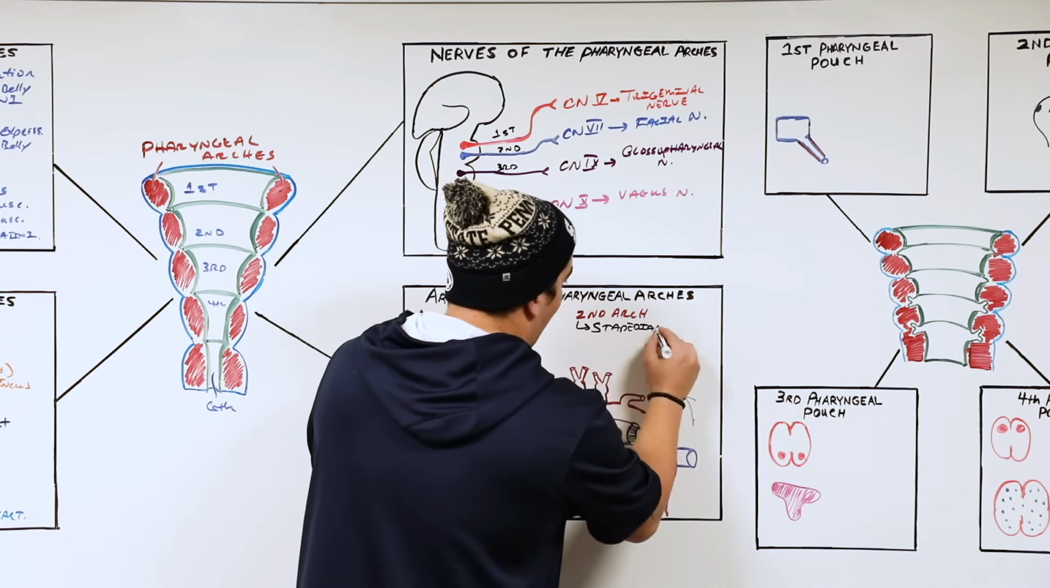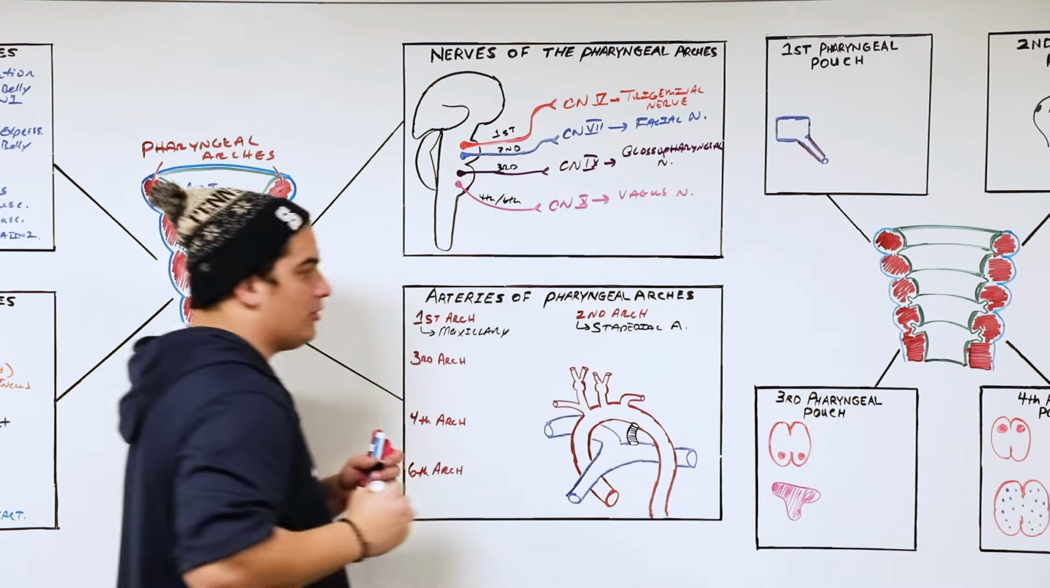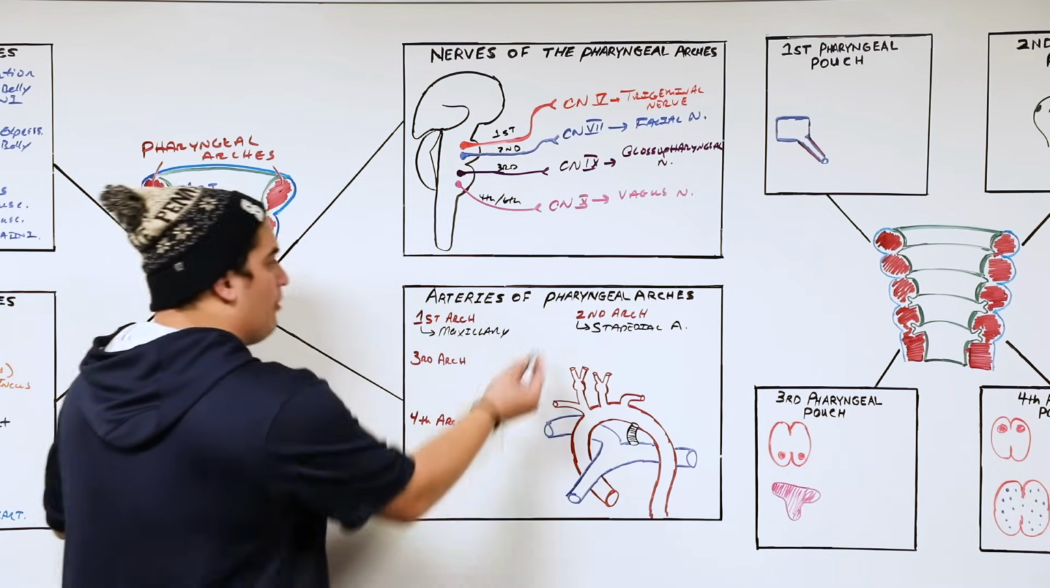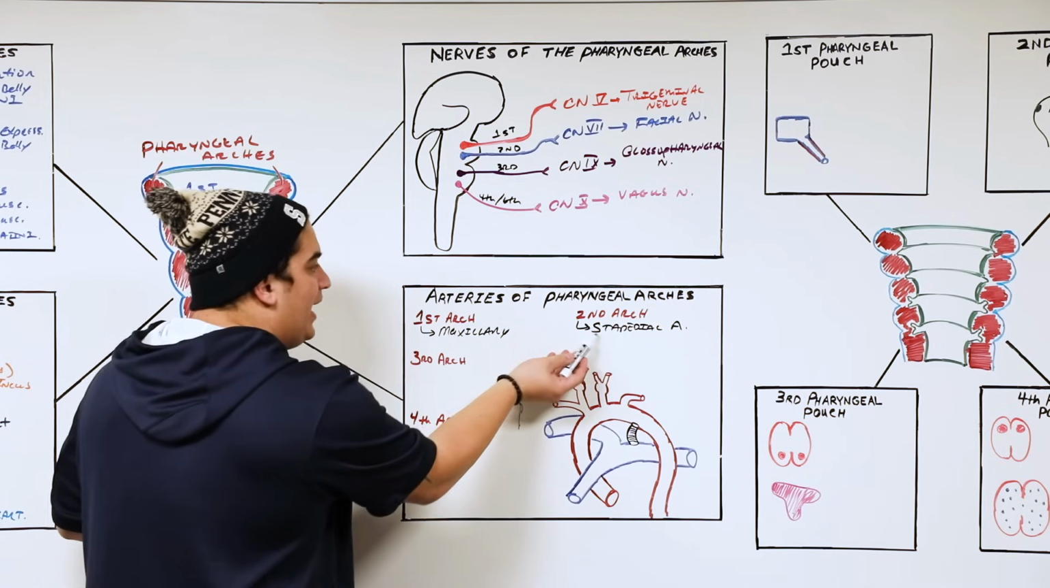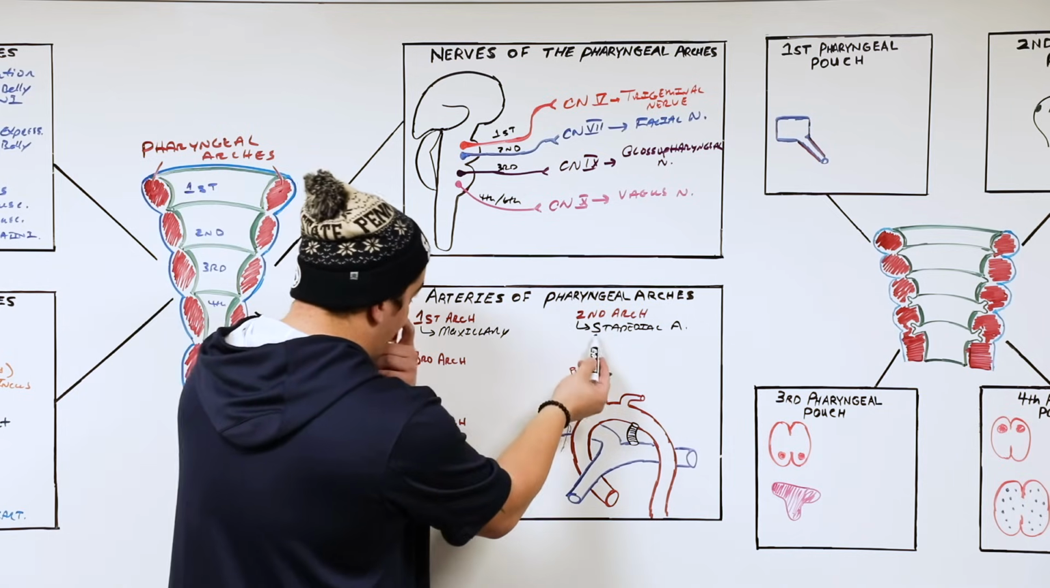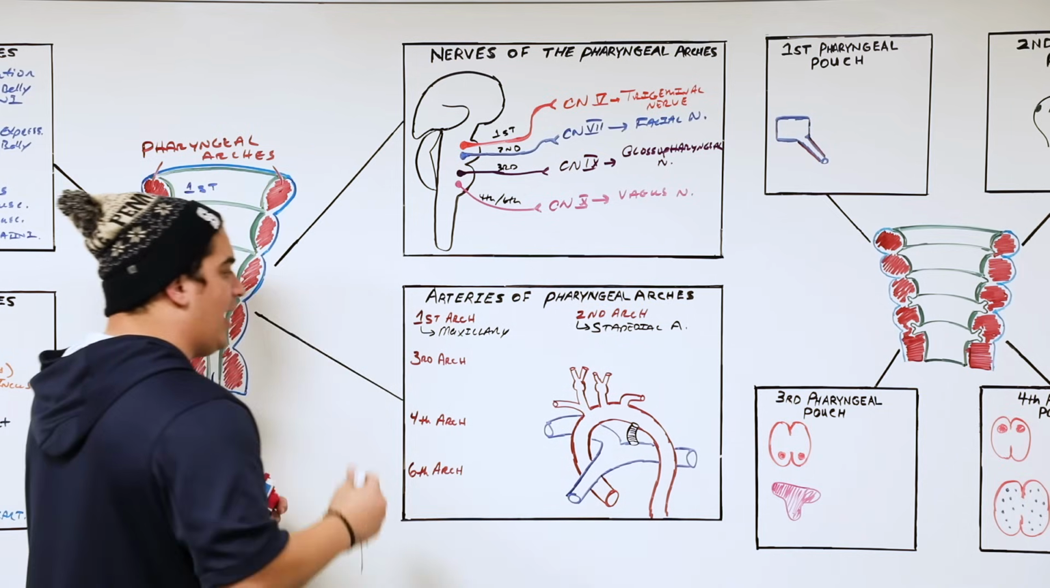Usually this does not actually remain in the adult. Pretty rare, 10% of people may keep it. But you remember second is S, stapedial. All right, so first is max, so maxillary artery, second is S, stapedial. Third arch, third letter in the alphabet is C.